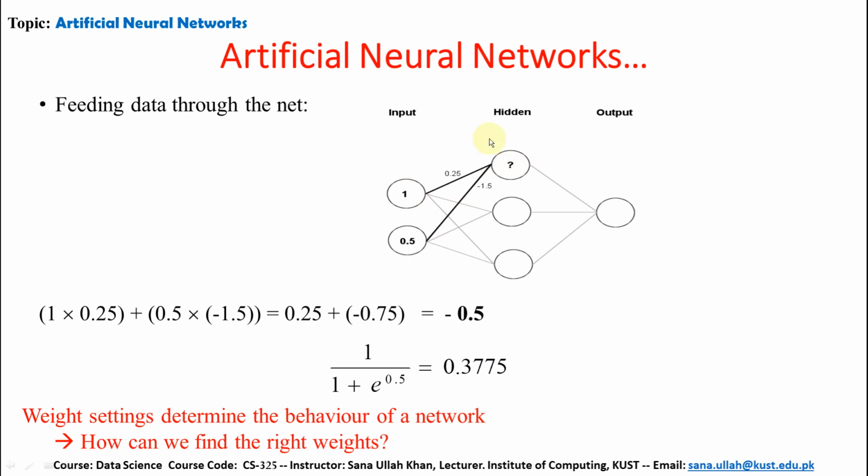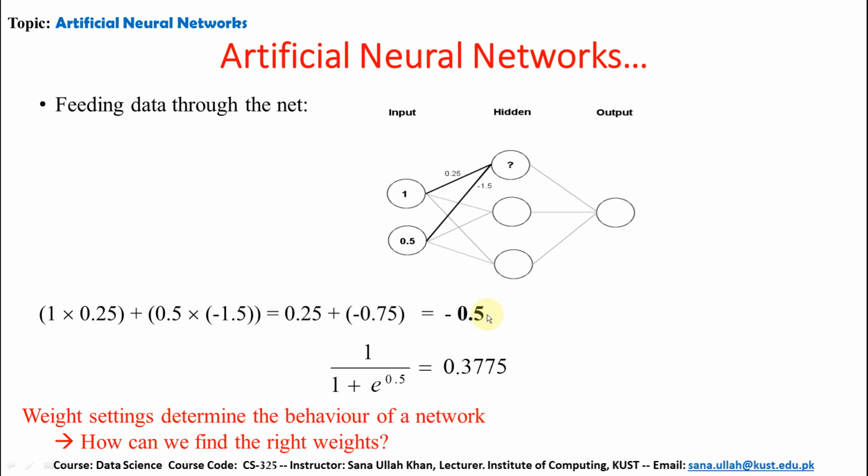So how can we get the hidden layer? This is called the input layer, this is called the output layer, and this is called the hidden layer. How can we get the inputs for this neuron or this node? This is the formula: 1 input multiplied by its weight 0.25 plus 0.5 input multiplied by its weight minus 1.5. So this gave us minus 0.5.